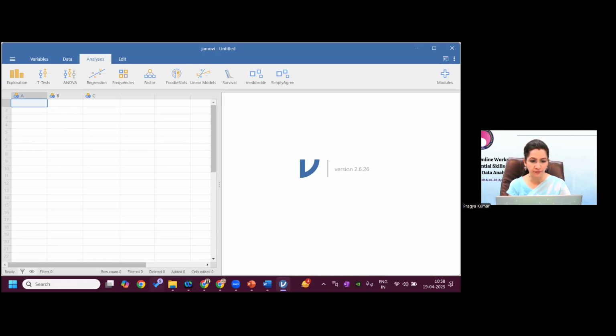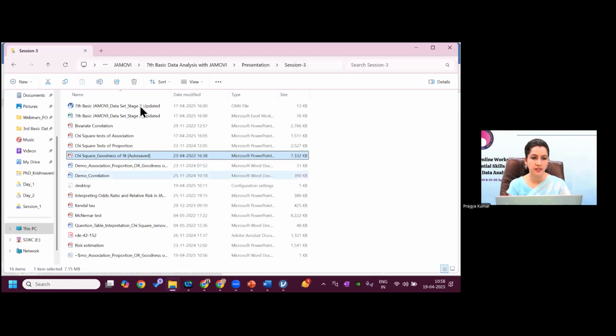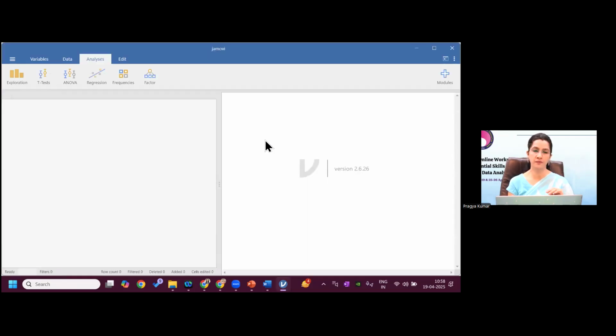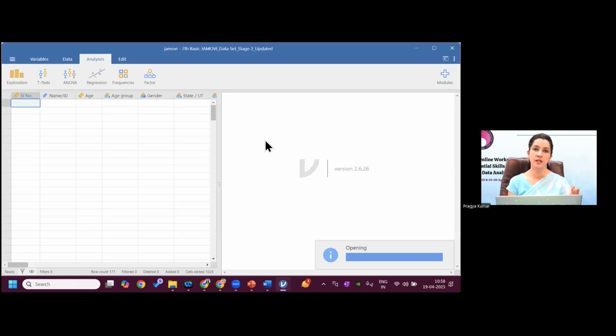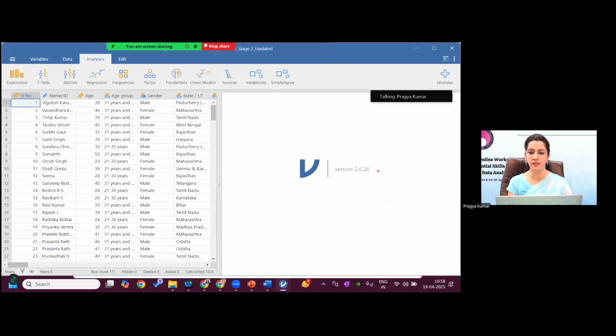Now after I open this, I will open this file. Why? Because there are two versions on my PC. If I don't open the newer version first and then open the dataset, the older version, that of 28, will open. So this was the version which we installed yesterday, version 2.6.26.